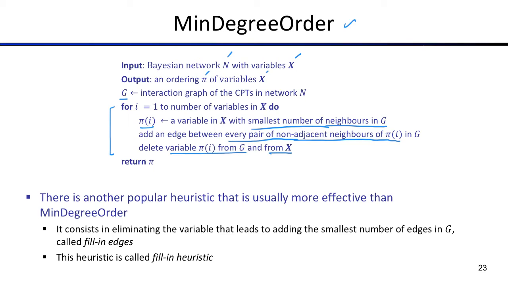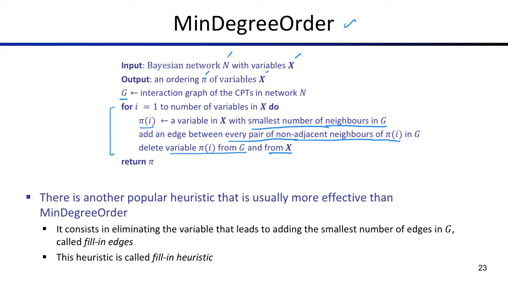Now I have the updated interaction graph. I will select the variable in this updated interaction graph that has the minimum number of neighbors, and I keep on doing that until I have eliminated all the variables that I'm interested in. All right, this procedure works very well, but there is another one that usually gives us a little better results.